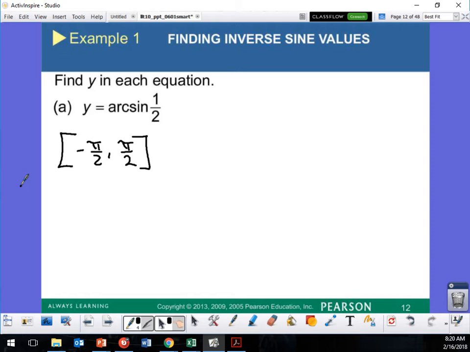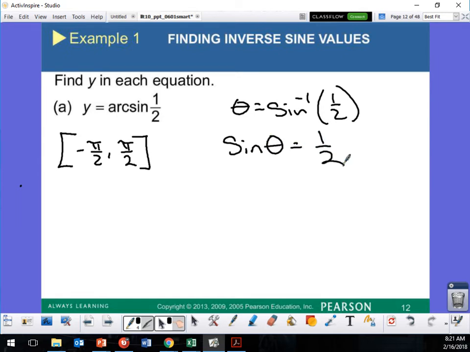So I'm going to rewrite this instead. It's basically going to look like this. Theta is equal to inverse sine of 1/2. Now, I'm actually going to work it backwards. So you rewrite this by switching your value over here with this value here. So it's going to say, where is sine theta equal to 1/2 in these quadrants? That's what it's asking for.